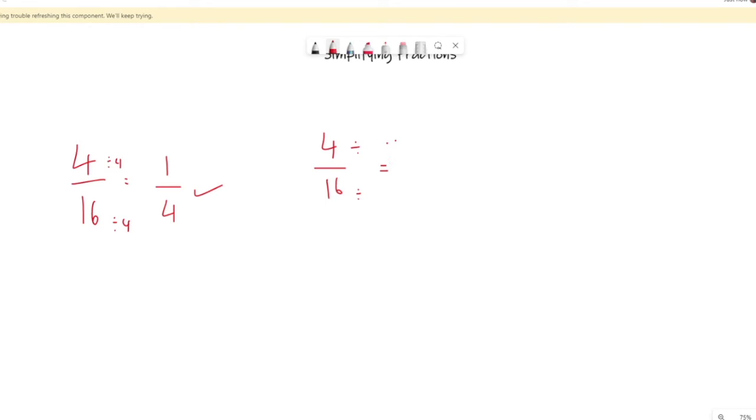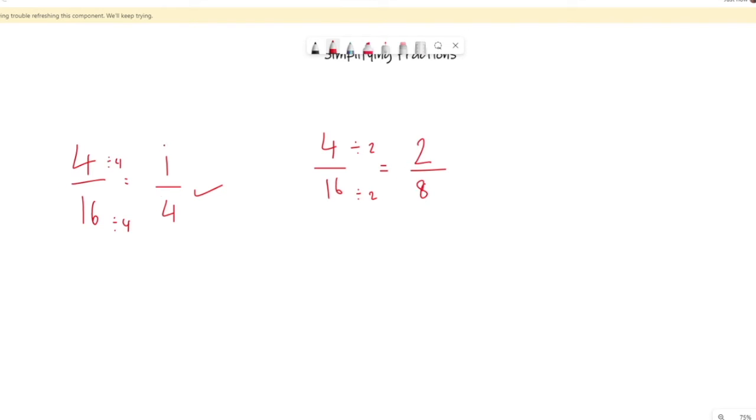Let's see. 4 divided by 2 and 16 divided by 2. 4 divided by 2 is 2, 2 times 2 is 4. 16 divided by 2 is 8. So we got 2 over 8. This is simplified, but it's not in the lowest form. So if the question asks to simplify to the lowest, you have to reach the lowest. 2 and 8 still go in the table of 2.